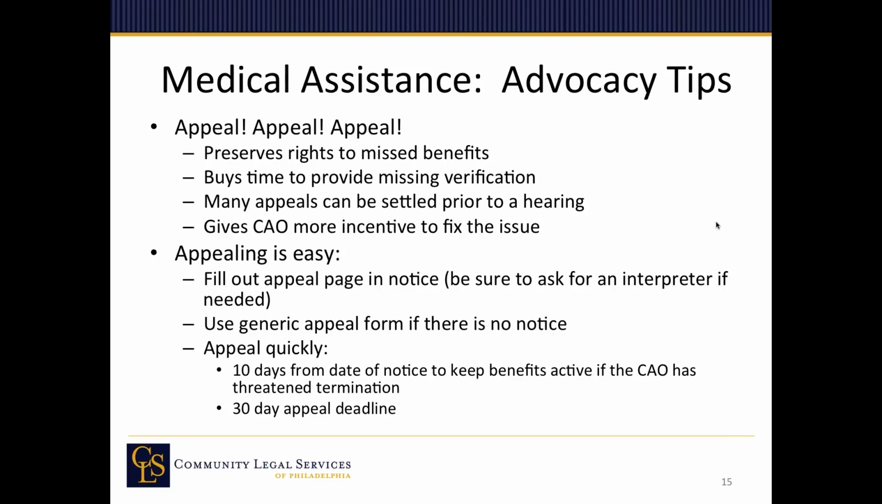All right, so we've identified all these problems. What do we do about them? Here, our main advocacy tip is always to appeal. Appeal, appeal, appeal. Our motto generally is appeal now, think later.